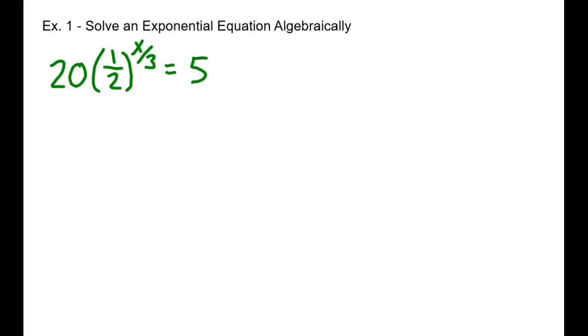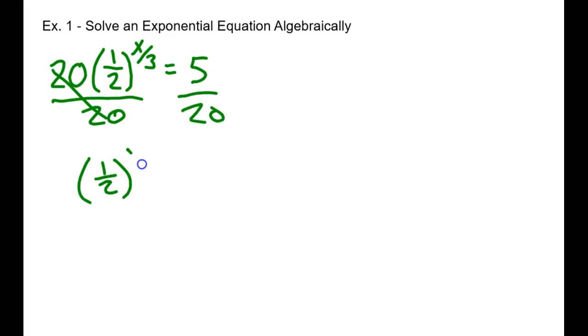Example 1, we're going to solve this exponential equation algebraically. We have 20 times the quantity 1/2 raised to the x divided by 3 power equal to 5. Okay, so first thing we want to do is isolate this base and exponent by itself. So we divide both sides by 20, leaving us with 1/2 raised to the x divided by 3 power equal to 1/4.